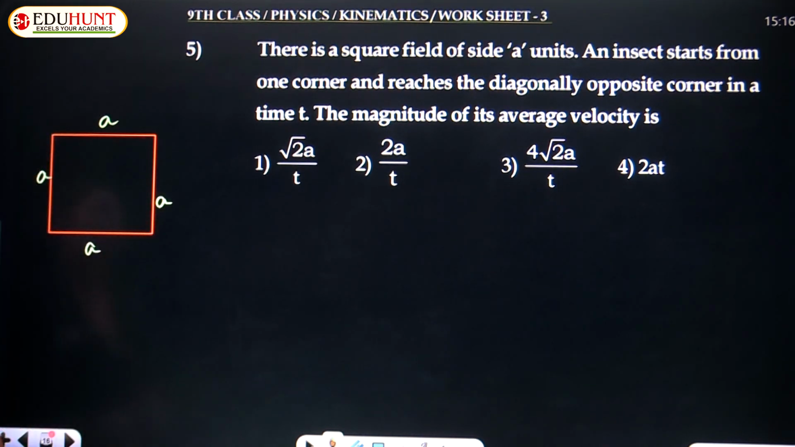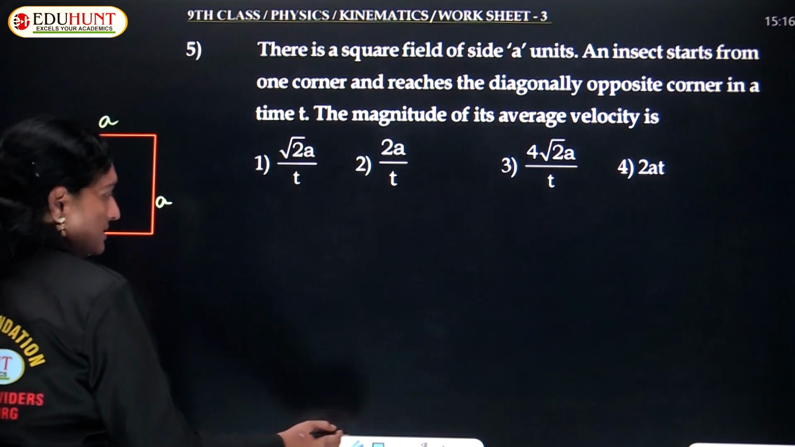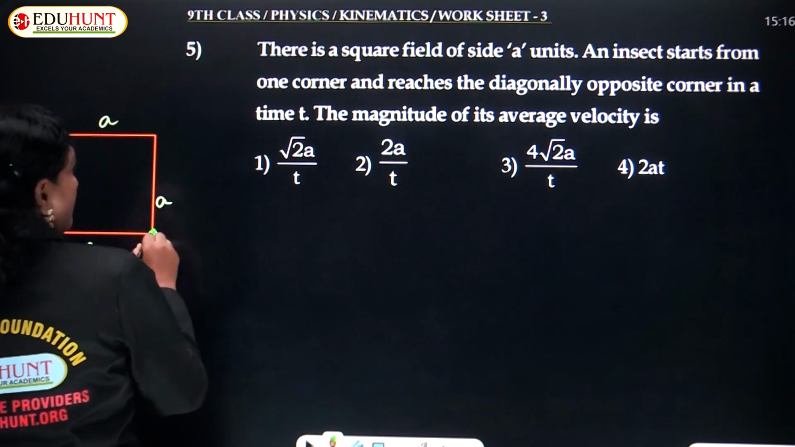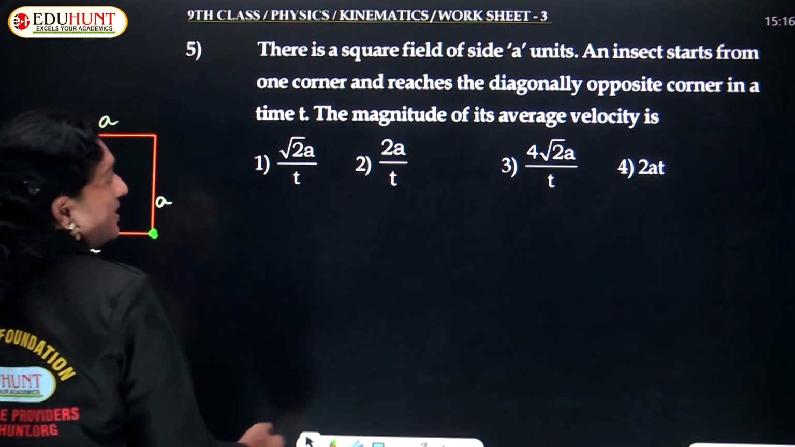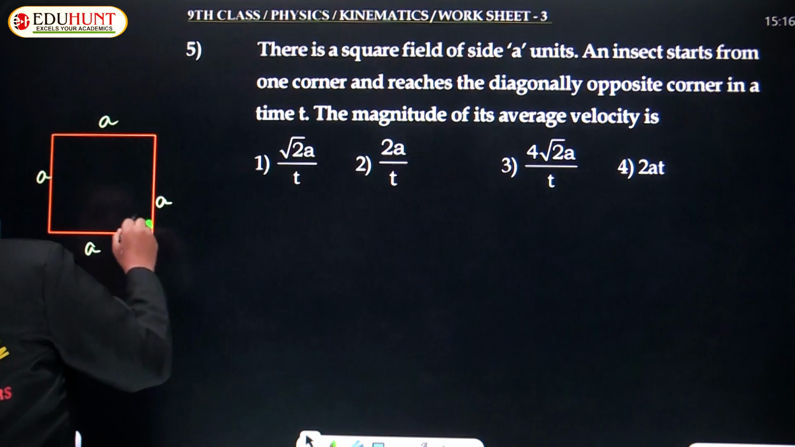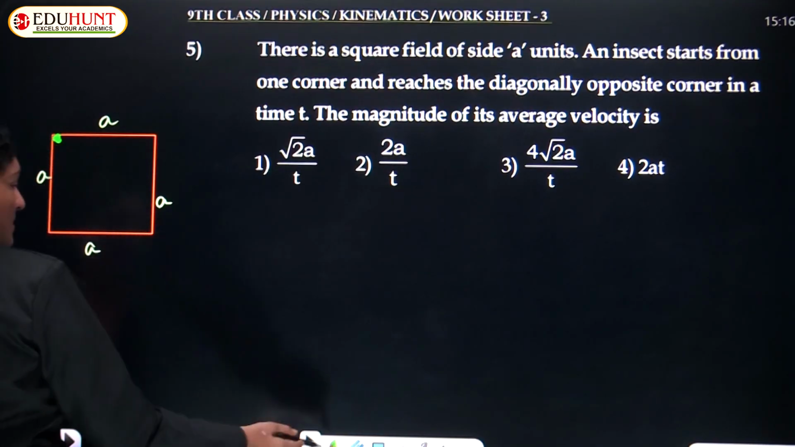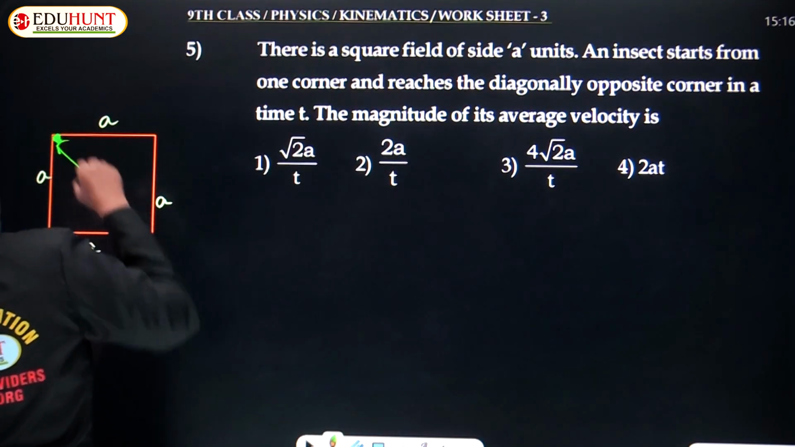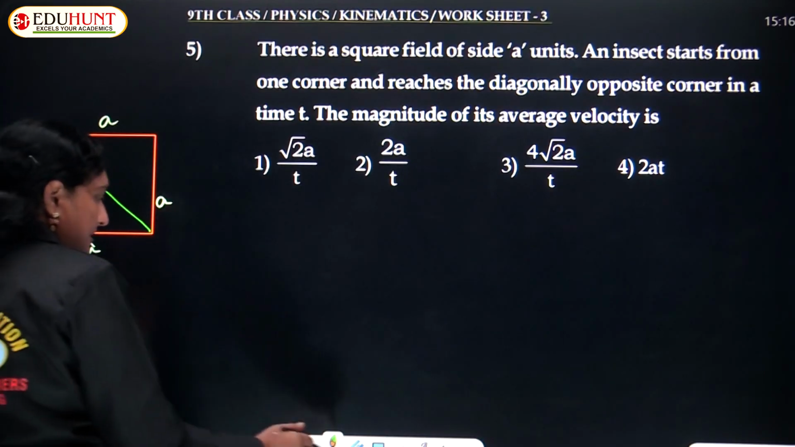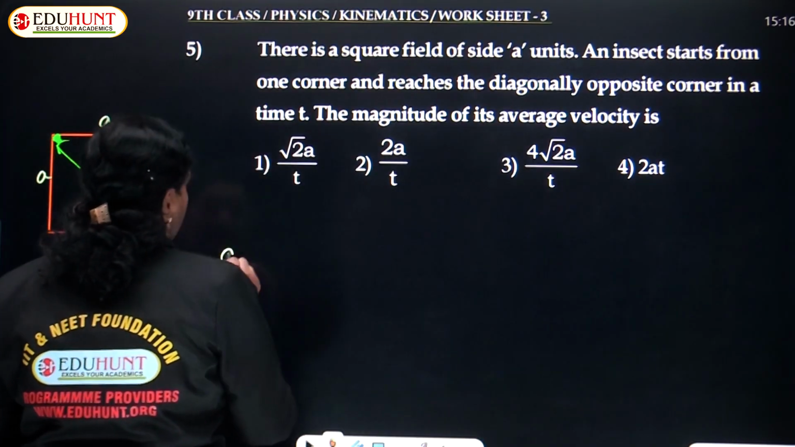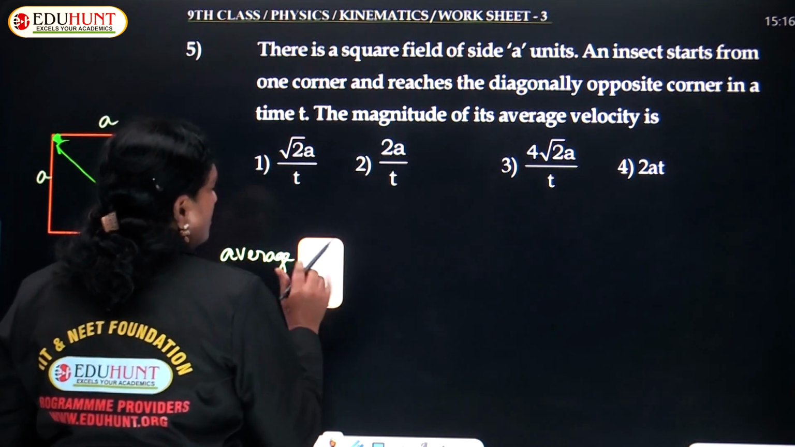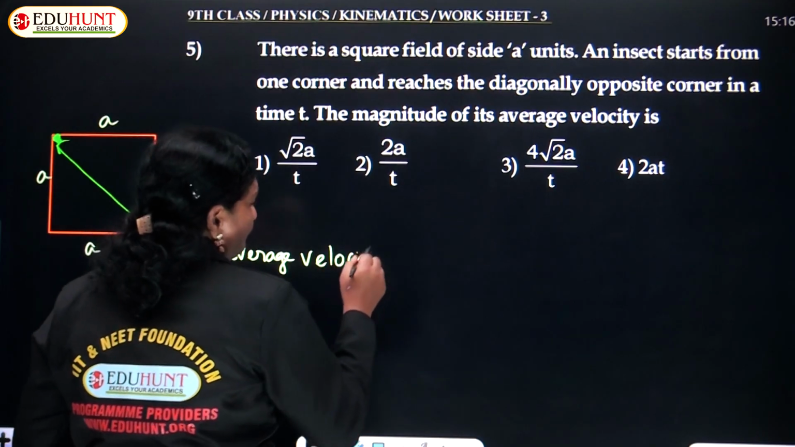An insect starts from one corner and reaches the diagonally opposite corner in time T. So it starts here and again reaches the diagonally opposite corner in this particular direction. The magnitude of average velocity is, children, as we know, average velocity is nothing but the total displacement divided by the total time.